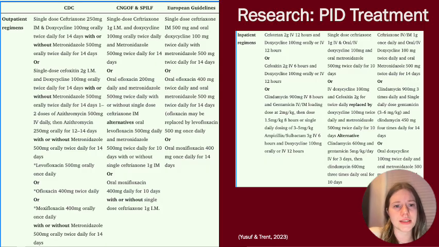Now, European guidelines, they're really similar to the US and the French ones, and it does mirror the US recommendation of CDC of typically 14 days of treatment, and then their version is a little bit more condensed of what they require. And you can see that as listed on the slides on the left and right. Left is the outpatient regimens, right is the inpatient regimens. And I got this information from Yusuf and Trent.